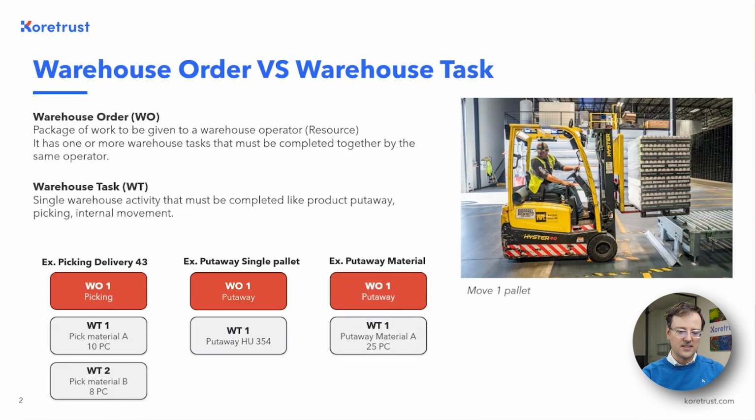And last but not least, we can also have one warehouse order for put away. And in this case, if I don't have a handling unit, if I'm not managing handling units, maybe I'm moving the material directly. So on the warehouse task, I will have put away of material A, 25 pieces, and that's the single activity that needs to be done within the same warehouse order, the warehouse order for put away.